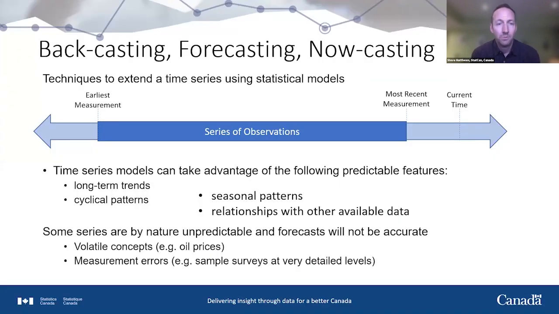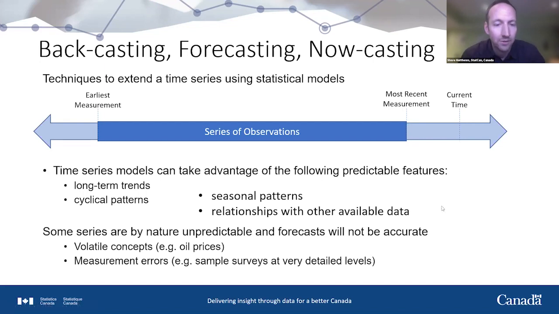So these are all time series models. They're all techniques that extend a time series using statistical methods. I've got this visual up top that has, in dark blue, the series of observations box. That's basically some data that we've produced over time, divided into months, quarters, years, whatever the case may be. But the point of this diagram is that the series of observations starts at some point in time, that earliest measurement on the left, and it ends at some point in time, our most recent measurement on the right. So this is really a timeline, but it doesn't necessarily extend to the beginning of time, and it doesn't extend to the future.